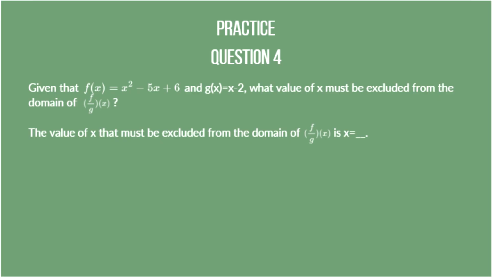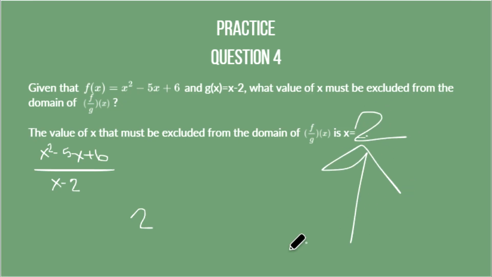Given that f of x is equal to x squared minus 5x plus 6 and g of x is equal to x minus 2, what value of x must be excluded from the domain of f divided by g of x? Okay, so the first thing we're going to do is write our formula. We have x squared minus 5x plus 6 divided by x minus 2. And what we need to know is what value of x must be excluded, and it's anything that makes this 0, which is going to be x is equal to 2. So 2 has to be excluded. I didn't give you time to answer that on your own.